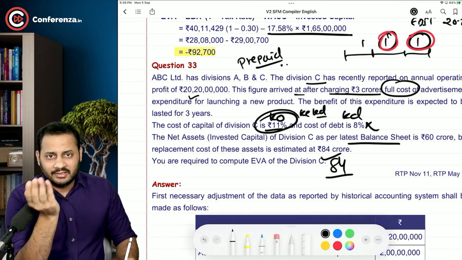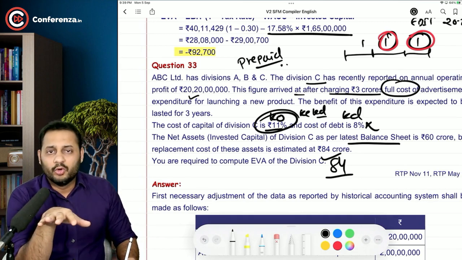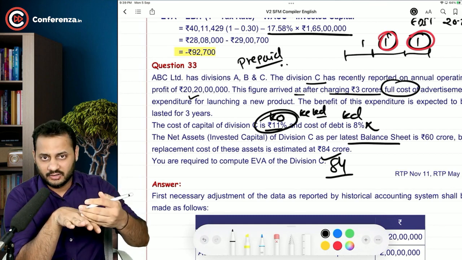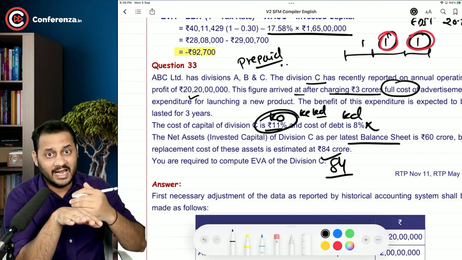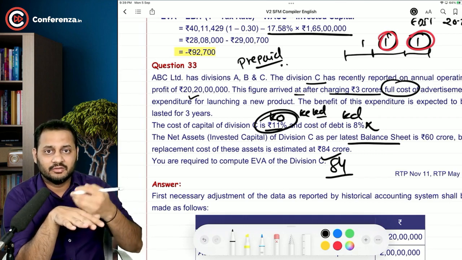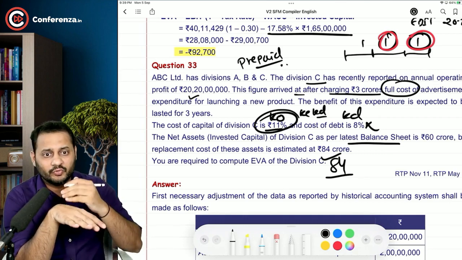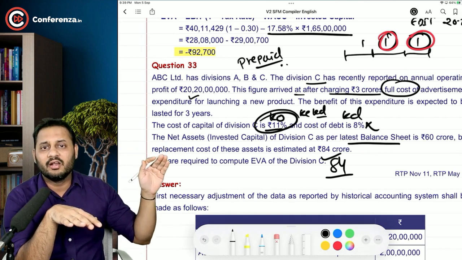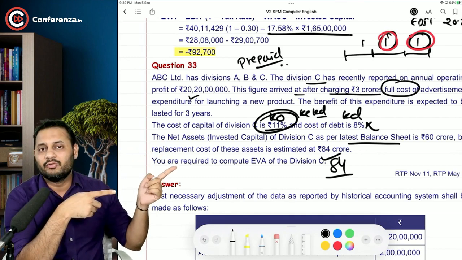It's very simple, sir. In the previous question also, we didn't follow the book value. If the patent was not added in the books, we added it separately for the economic value added, right? If there was something like bad debts, we made the adjustment for that also. So we are not following the book value. We are following the real values. And in this case, it is 84 crore.